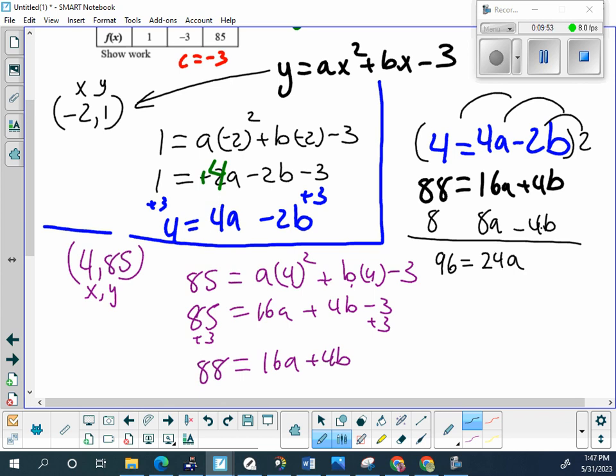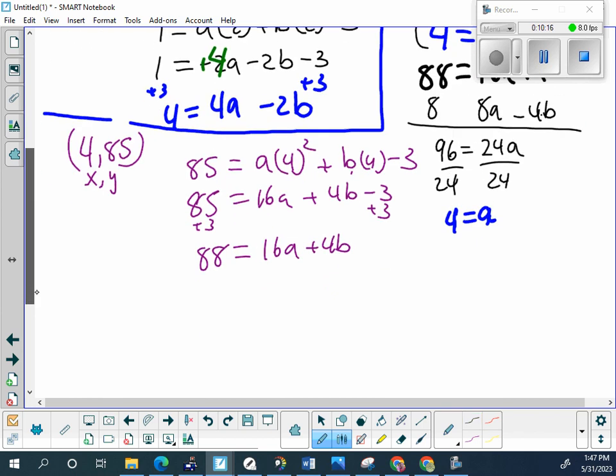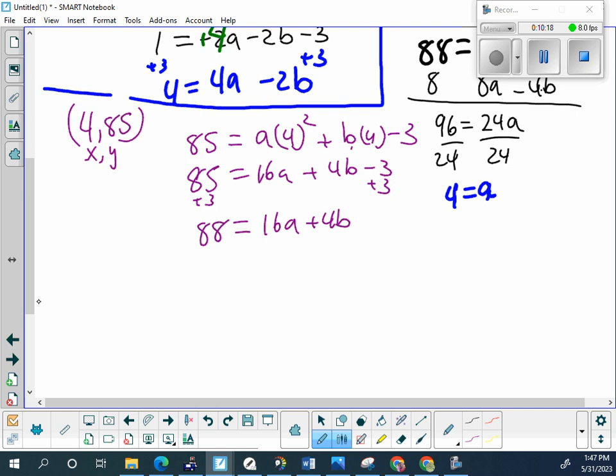The b's go away, divide by 24, and a equals 3, right? No, not 3, not right. Divide by 24, 4 would be 96, yep. So 4 equals a. What's that, a 9? No, it's an a. Okay, 4 equals a. Great.